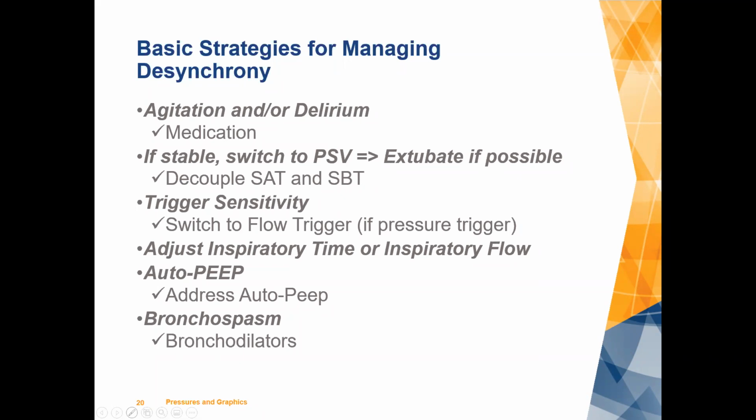Auto-PEEP can also be one of the causes. Auto-PEEP is a problem in and of itself, but it can then cause concomitant issues. So address the auto-PEEP by the measures that I talked about earlier on. And again, bronchospasm may be separate. The patient could have bronchospasm but not be auto-PEEPing, or they could have both.